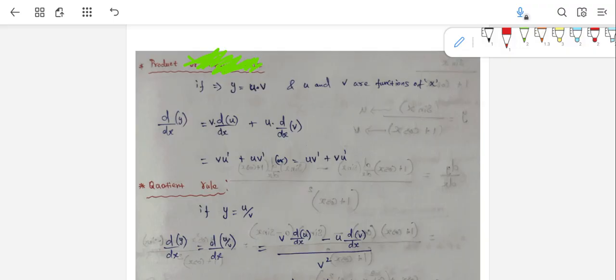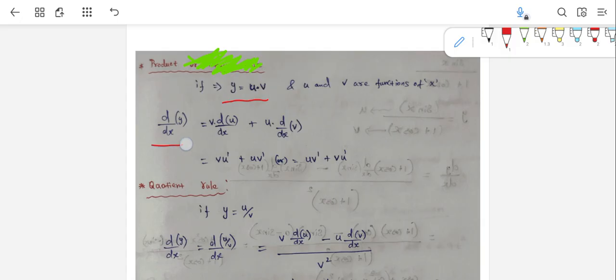As I told you just now, the single derivative means dy by dx. Instead of y, what if you have two values in multiplication, u and v, so y is equal to u into v. If u and v are again functions of x only, then how will you differentiate?